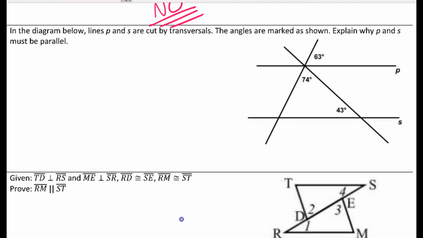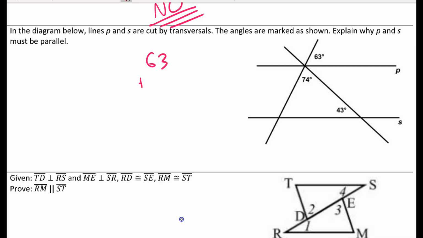For number 17, in the diagram below, lines P and S are cut by transversals. The angles marked are shown. Explain why P and S must be parallel. Well, if I'm looking here, I realize this is a 180-degree angle.